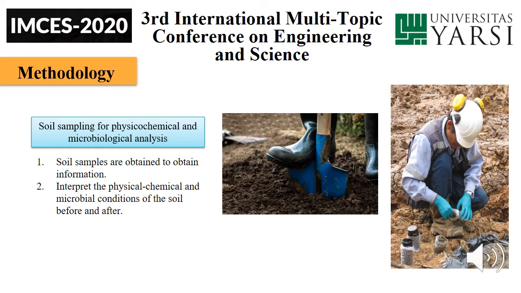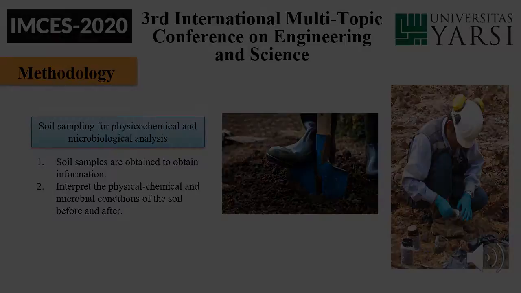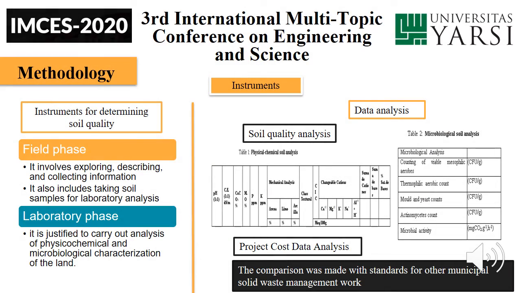The methodology consists of two parts: first a sampling and then an analysis. The soil samples are obtained so later we could interpret the physical, chemical, and microbial conditions of the soil before and after. Finally, we are using instruments for determining soil quality in the field phase and the laboratory phase. Also, we are doing a data analysis of the soil quality and the project costs.